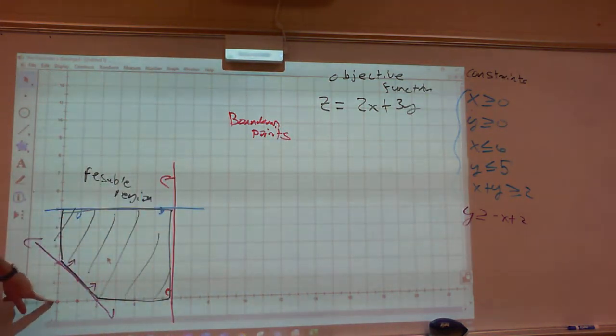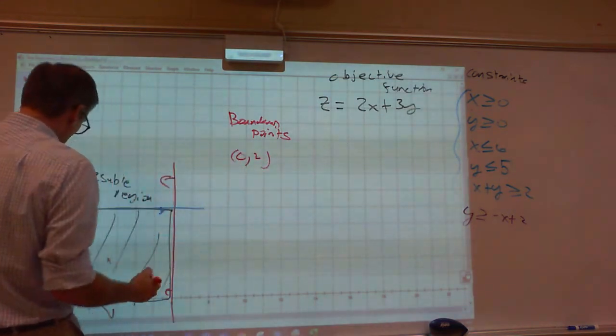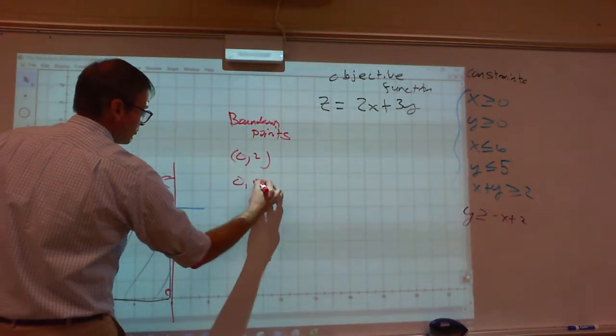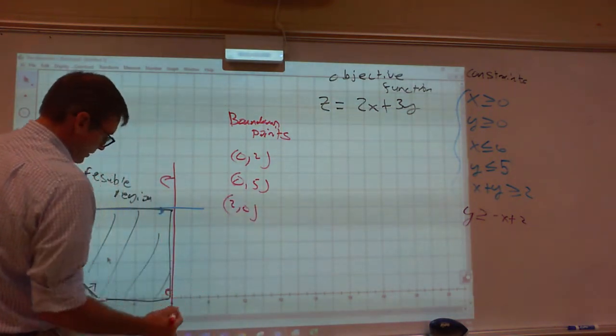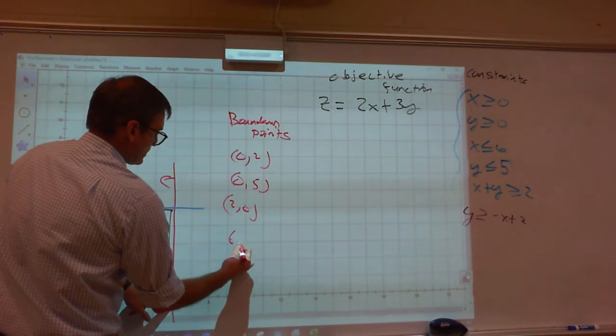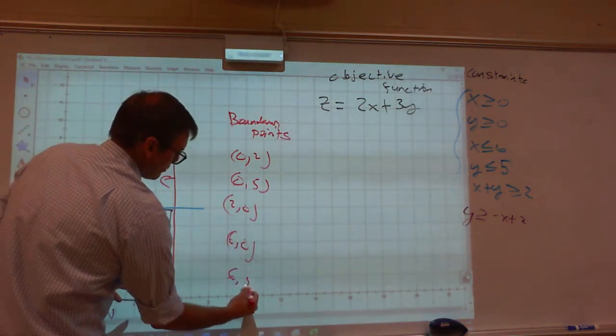So when I write down my boundary points, I've got one boundary point at (0, 2), another at (0, 5), another at (2, 0), another at (6, 0), and another at (6, 5).